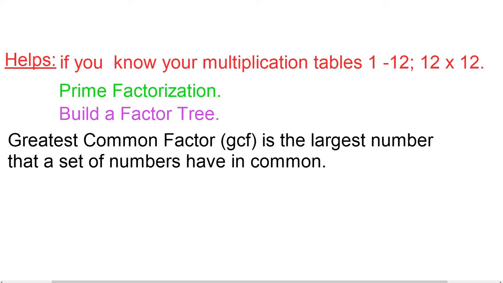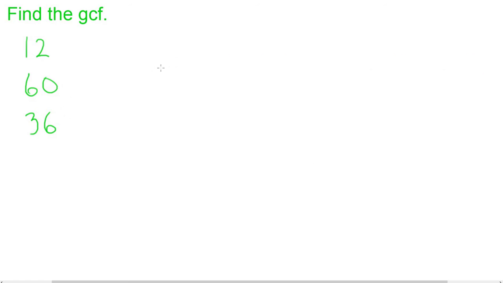Greatest common factor, GCF, is the largest number that a set of numbers have in common. Let's look at the first example. Let's find the GCF of 12, 36, and 60. That is the largest number that divides into each one of these numbers evenly.